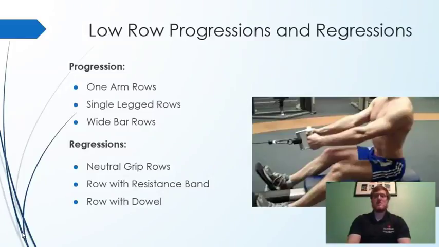Low row progressions and regressions. Progression. One-arm rows, single-legged rows, as well as wide bar rows are more challenging on the human body. Regressions. Neutral grip rows, rows with resistance bands, as well as rows with dowels are good exercises in order to teach someone how to do a low row.